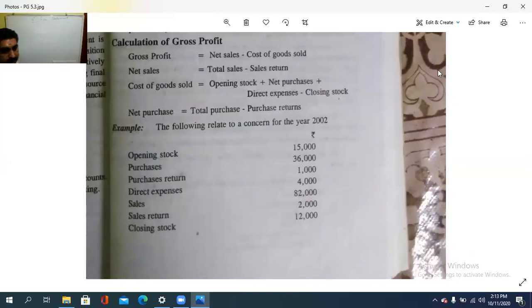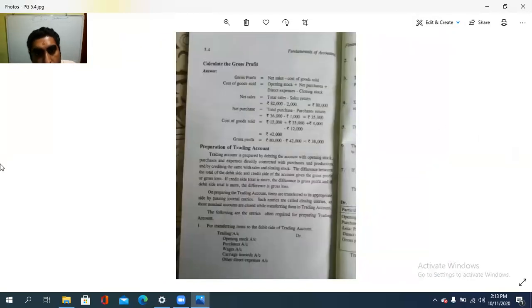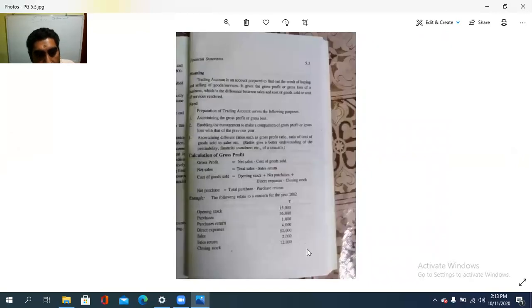Following relate to a concern for the year 2002. Opening stock 15,000, purchases 36,000, purchase returns 1,000, direct expenses 4,000, sales 82,000, sales returns 2,000, closing stock 12,000. So what do we need? Gross profit calculation we need to check.